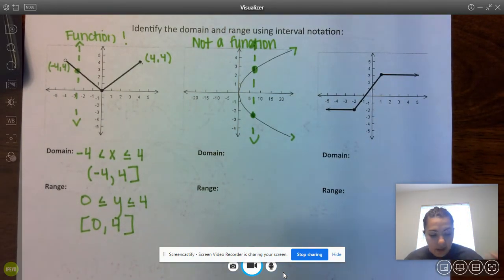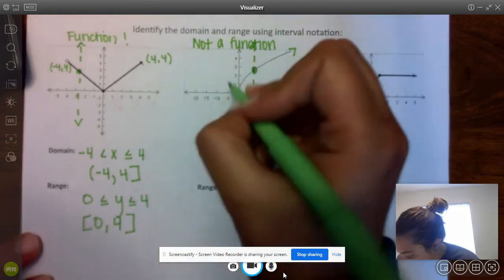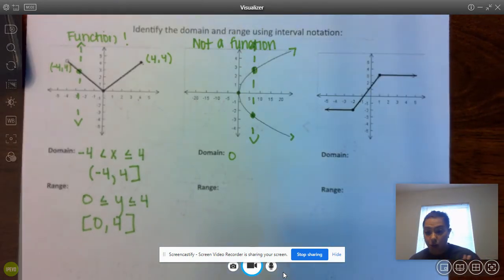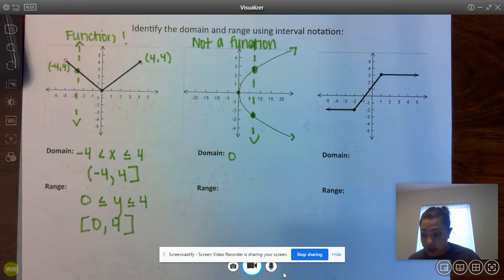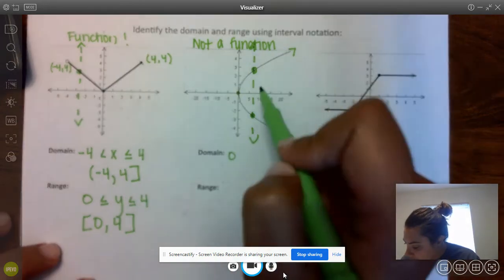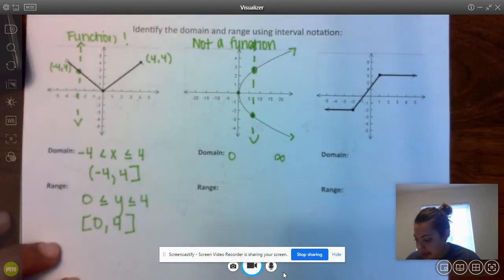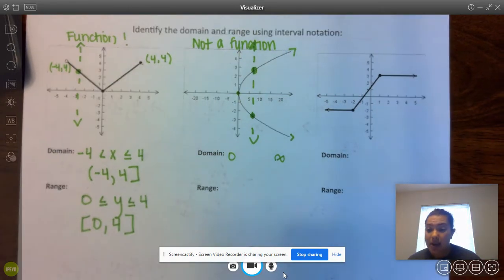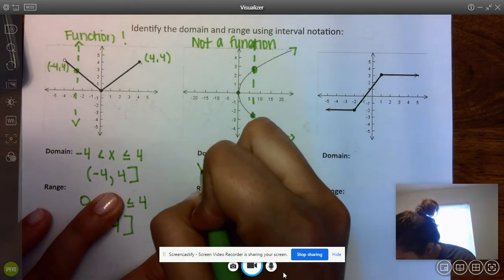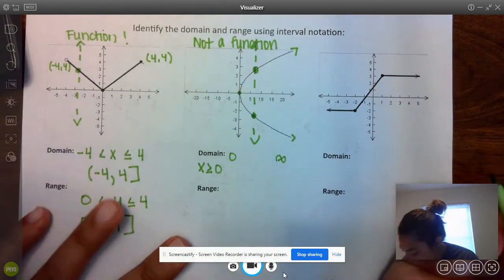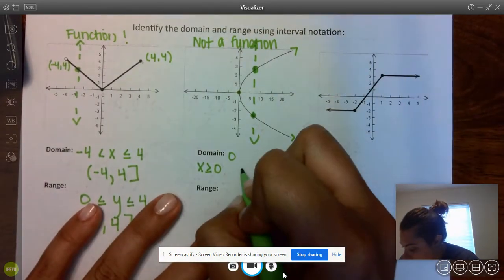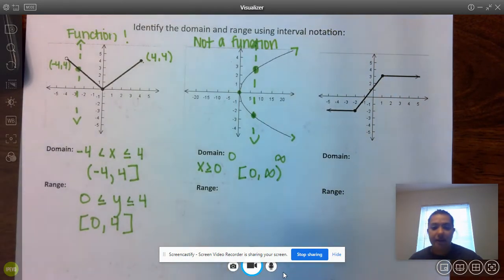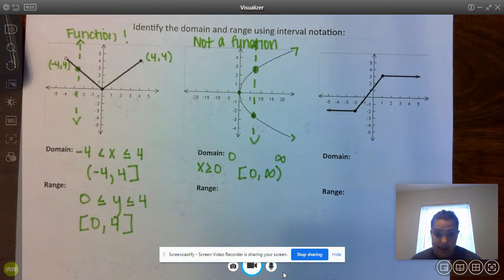So when we read domain from left to right, it looks like we're starting here at 0. Because the line actually crosses through 0, we can include it, like a closed circle. And it looks like it's heading to positive infinity, right? Now remember, in inequalities, we would never use infinity. So we would simply say that x is greater than or equal to 0. But in interval notation, we would say bracket 0, infinity. And remember, with infinity, we always use that open parenthesis.